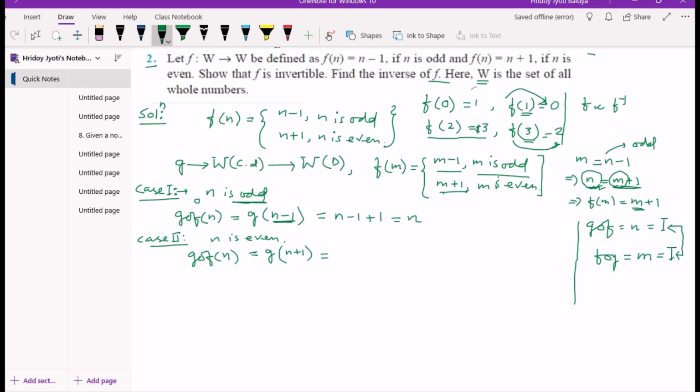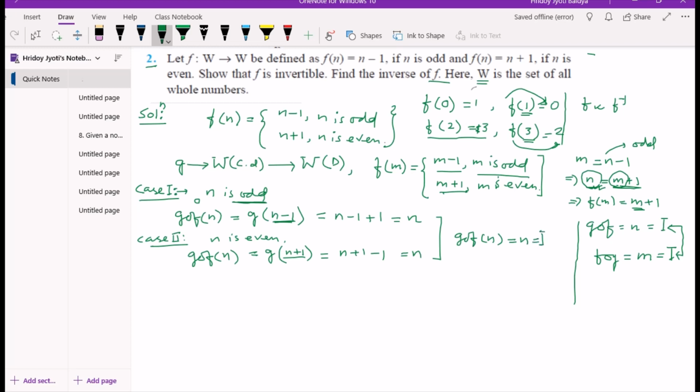Again, now we need to understand: if n is even, n plus 1 will be odd. So for z, odd becomes m minus 1, so it becomes n plus 1 minus 1, which is equal to n. In both the cases, z of f of n becomes n, that is nothing but the identity function.